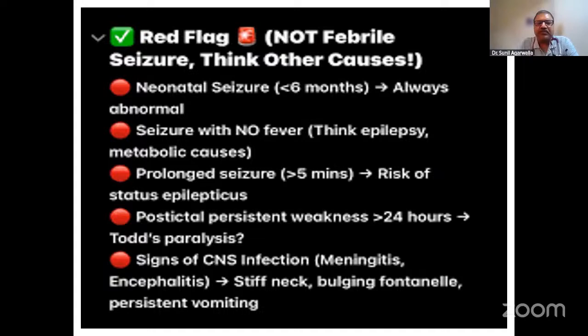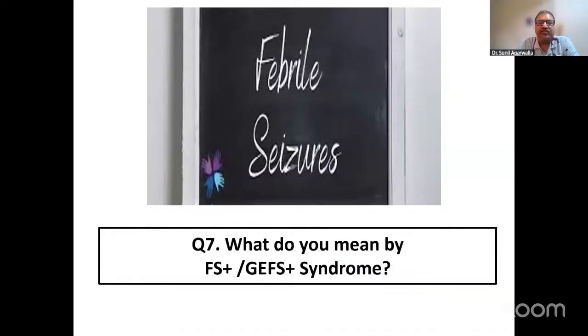Post-ictal persistent weakness, that is Todd's paralysis, exactly comes into the category of complex febrile seizure. Signs of neuroinfection, meningitis, encephalitis, encephalopathy, stiff neck, signs of meningeal irritation, then bulging fontanelle, persistent vomiting. These are red flag signs that it is not febrile seizure. That means you have to go with the alternate diagnosis, neuroinfection.